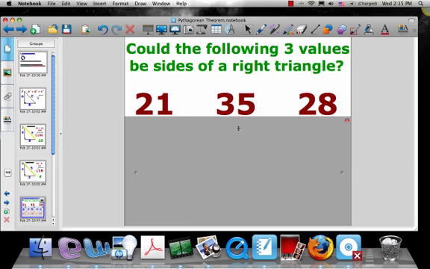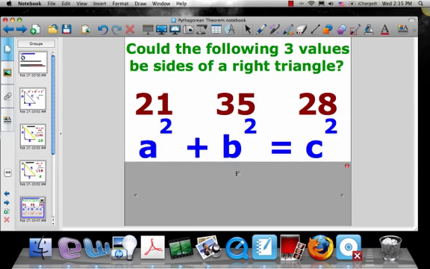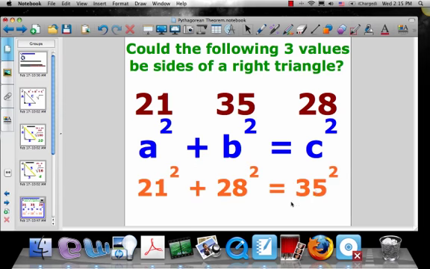Remember the trick. Looking at your numbers, the biggest number needs to go in place of C. So now my three numbers are 21, 35, and 28. What I need to do is I need to take and put those values inside my formula. So 35 needs to go in there for C because it's the biggest value. 21 and 28 really do not matter. You could put 21 here and 28 there, or vice versa, 28 first and 21. And you want to do the math. And if the left side of the equal sign is the same as the right side, then you're exactly right.